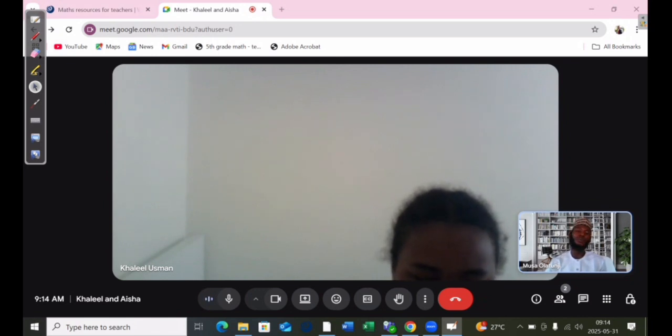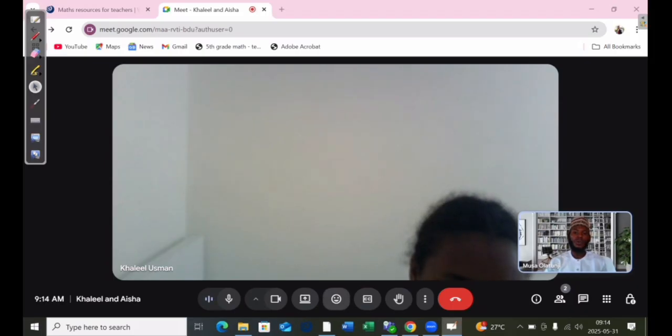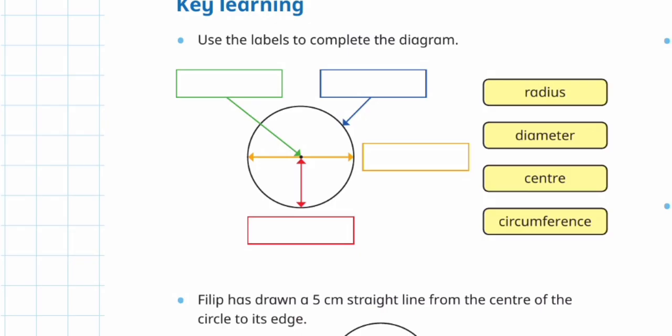Now today we'll be looking at circle, okay? Let me share my screen now. So we are having circle as today's discussion. Here we want to label this circle. In a circle there are a lot of parts that make up a circle.